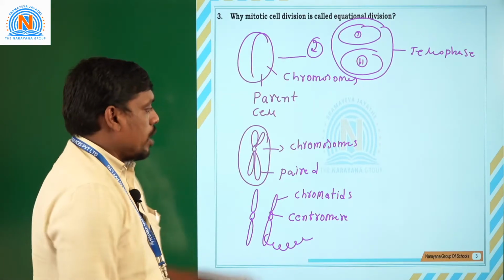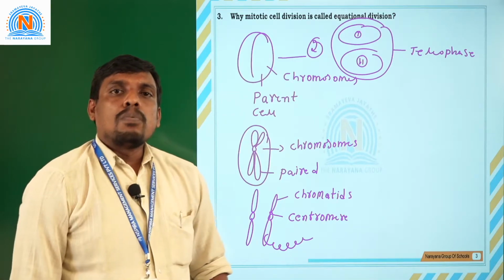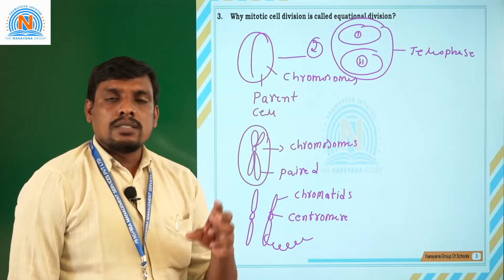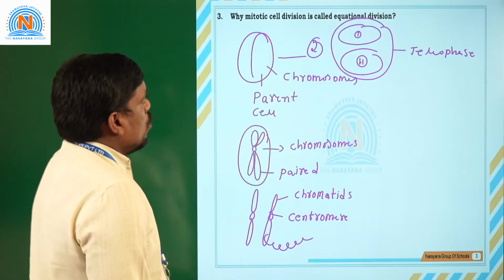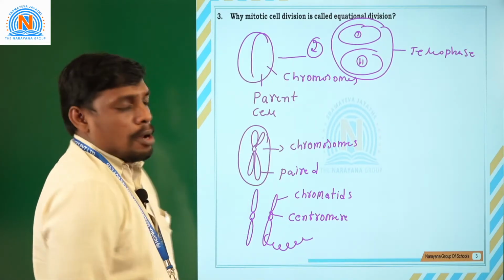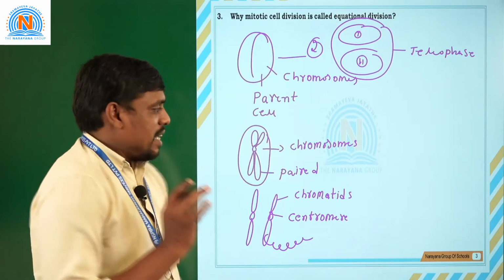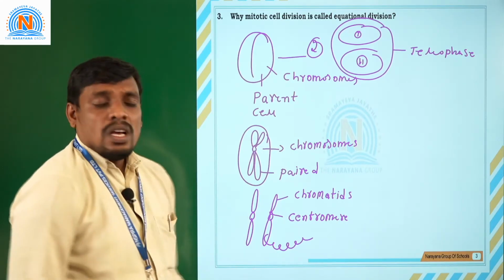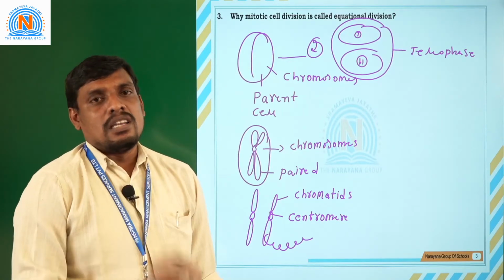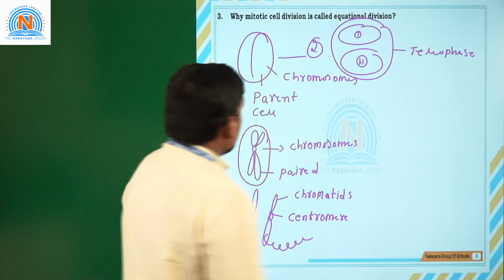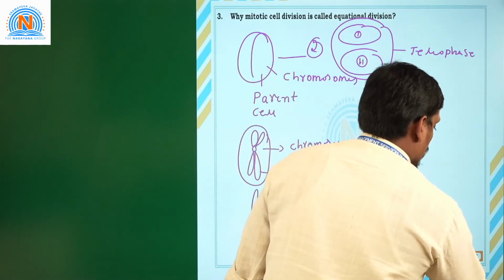Understood? So anyway, a chromosome is an important material that is seen in the nucleus of the cell. So what is our correct answer? Due to the presence of an equal number of chromosomes, mitotic cell division is called the equational type of cell division. Very simple. Next question, students.